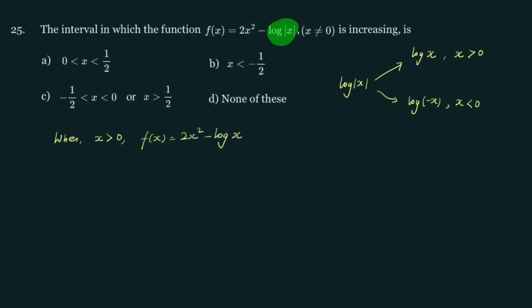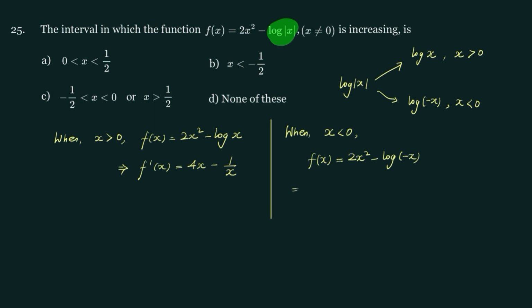I will write. Okay, so now if I differentiate this function, then it will be f dash of x equals 4x minus 1 by x. And when x is less than 0, then my function f(x) will be equal to 2x square minus log of minus x. And if I differentiate this function, f dash x will be 4x minus 1 by minus x into d/dx of minus x, which is minus 1. So here this minus and this minus get cancelled, and f dash x will be 4x minus 1 by x.